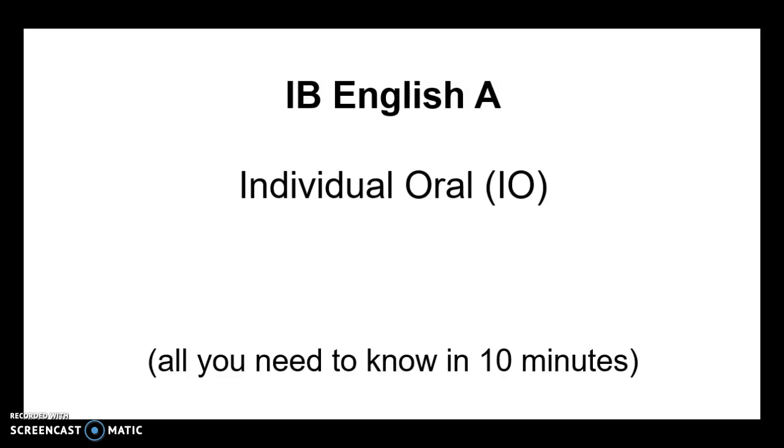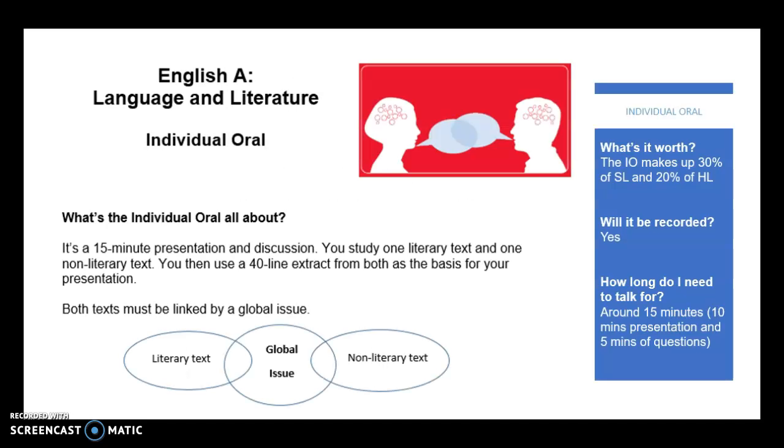Hi there, this video is for IB diploma students who are doing English A, or any Language A really, language and literature, and it's going to be talking about the individual oral, the IO, which is a relatively new assessment that IB brought in for students starting their studies in 2019. So we're going to run through this in about 10 minutes, a brief overview. Everything here is taken from the official IB subject guide, so hopefully this will help you prepare with some confidence.